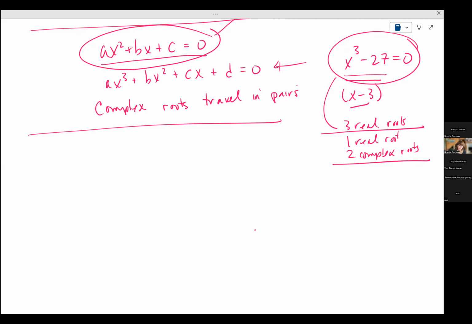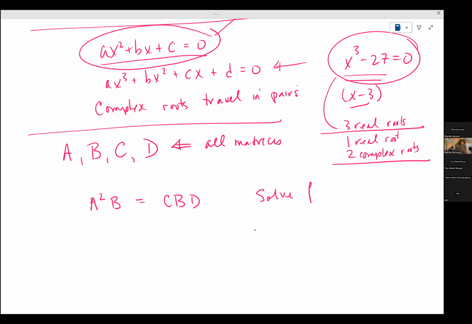Okay, so now let's go back to that earlier question, then I'll answer some of those other questions. Let's just pretend we have some matrices, A, B, C, and maybe better to have 4 of them, D. So these are all matrices. Then we get some sort of matrix equation: A squared times B is equal to B times C times D. Let's make it even more complicated. Okay, we have this, and then the question is something like this: solve for B.